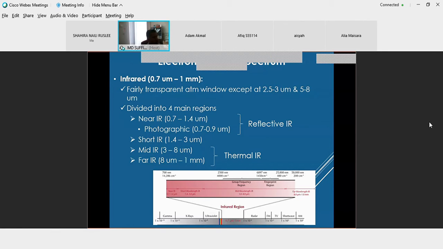Water droplet lah. So untuk infrared, so we can divide into 4 main regions. Near infrared, kita ada short infrared, mid infrared and far infrared. So near infrared and short infrared, meaning that reflective infrared. That means bila dia sampai ke muka bumi, dia akan reflect balik. Reflective infrared. That means optical sensor can detect near infrared and short wave infrared.